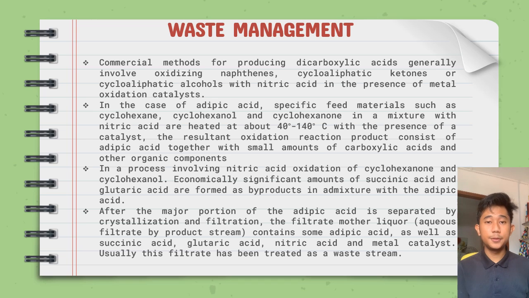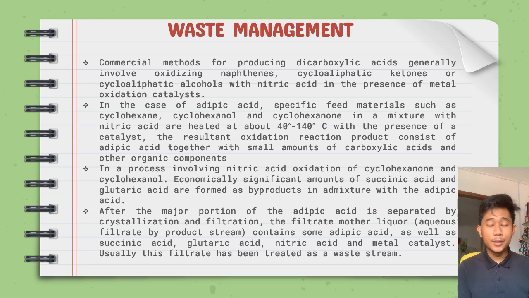Commercial methods for producing dicarboxylic acids usually involve oxidizing esters, cycloaliphatic ketones, and cycloaliphatic alcohols with nitric acid in the presence of a metal oxidation catalyst. So in the case of adipic acid, specific feed materials such as cyclohexane, cyclohexanol, and cyclohexanone in a mixture with nitric acid are heated at about 40 to 140 degrees Celsius in the presence of a catalyst. Hence, the resultant oxidation reaction product contains some adipic acid together with small amounts of carboxylic acid and other organic components.